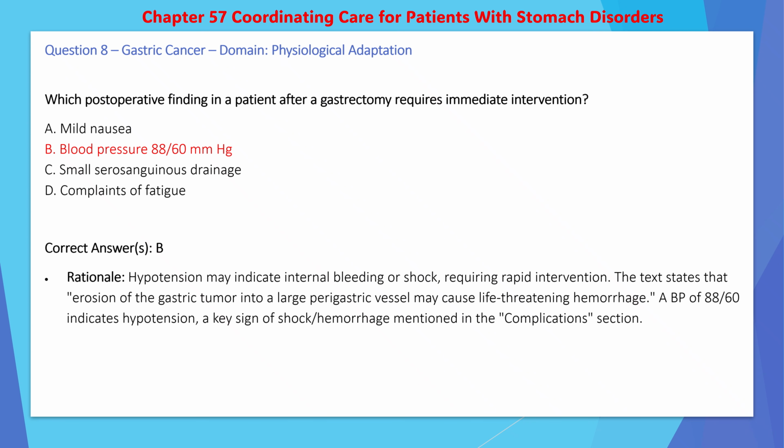The text states that erosion of the gastric tumor into a large perigastric vessel may cause life-threatening hemorrhage. The BP of 88/60 indicates hypotension, a key sign of shock and hemorrhage mentioned in the complication section.